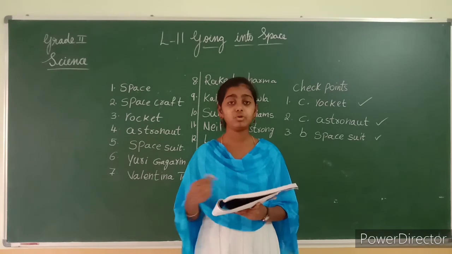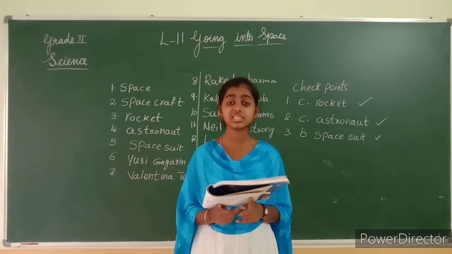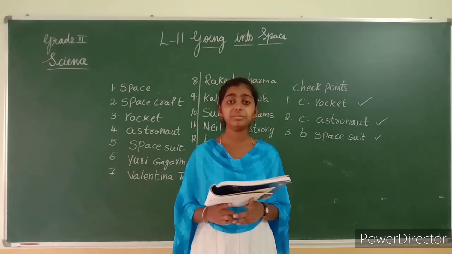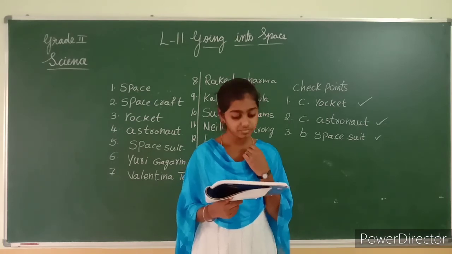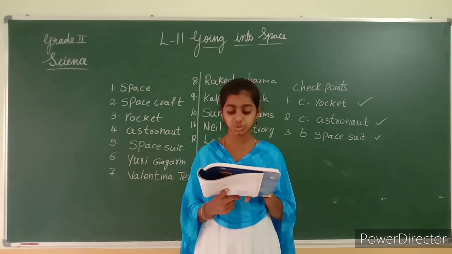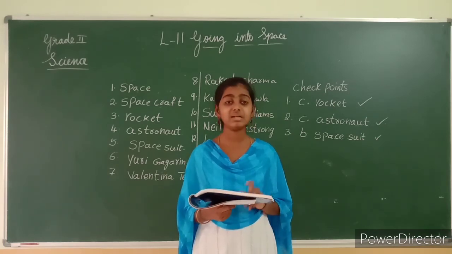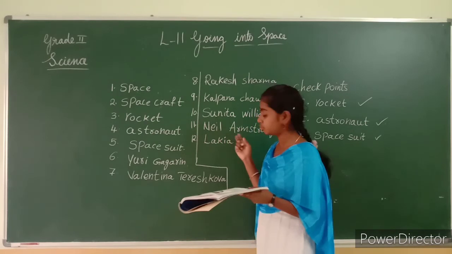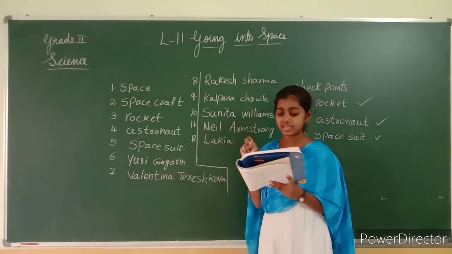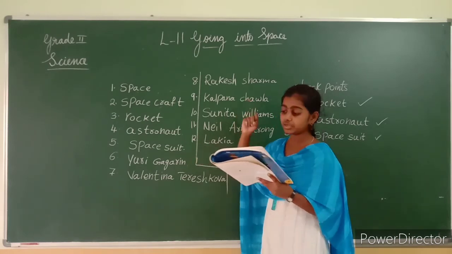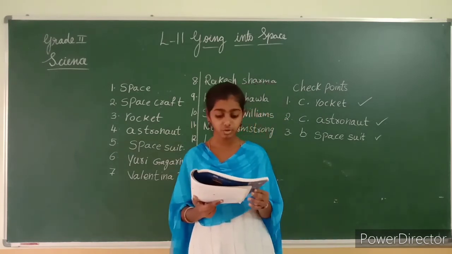Now see what are the main points in our lesson. The outer sky is called space. The person who goes into space is called an astronaut. Yuri Gagarin was the first person to travel into space. There is no life on the moon. Neil Armstrong was the first person to step on the moon. And Rakesh Sharma was the first Indian to go into space. Kalpana Chawla was the first woman. And Sunita Williams was the second woman who went to space. Okay?